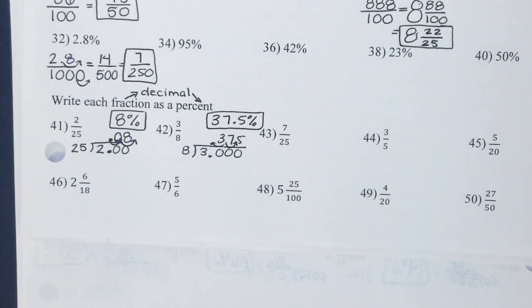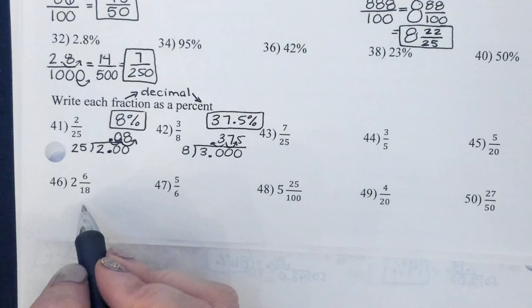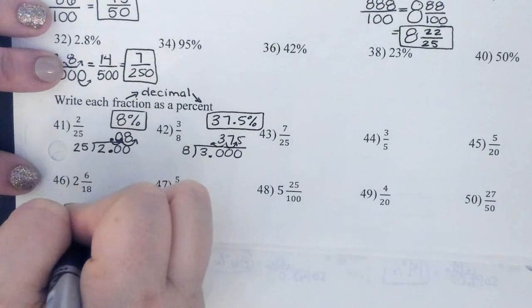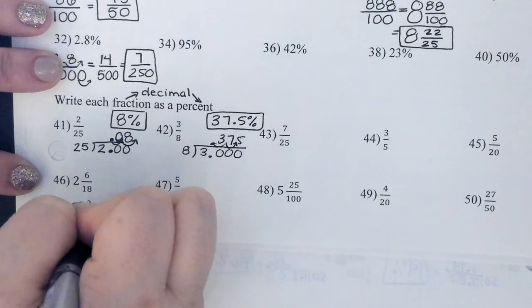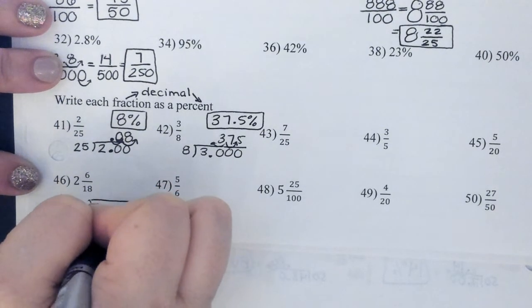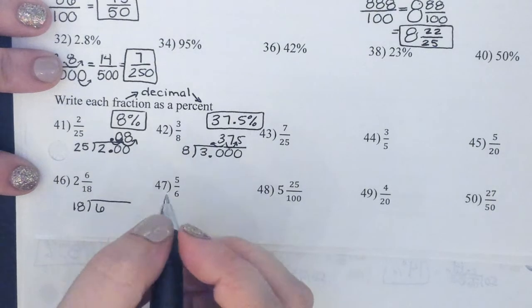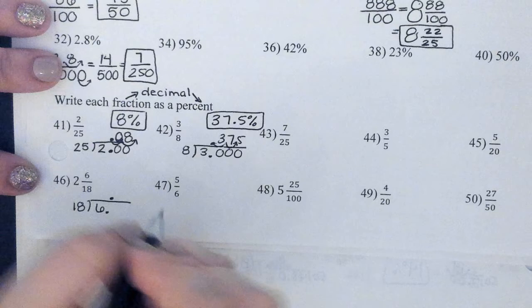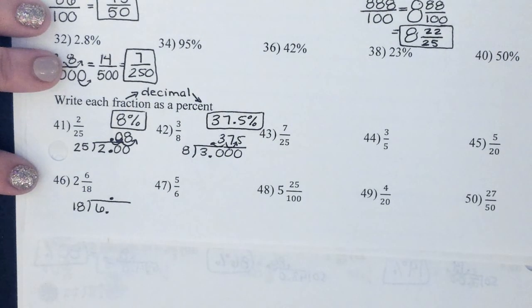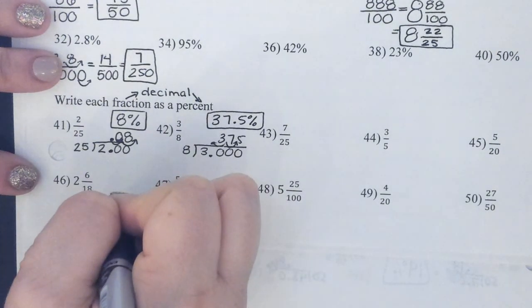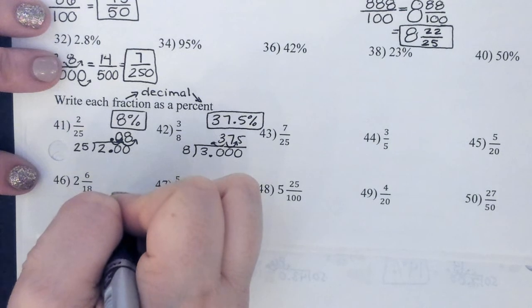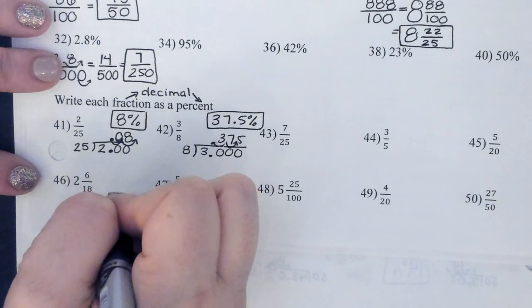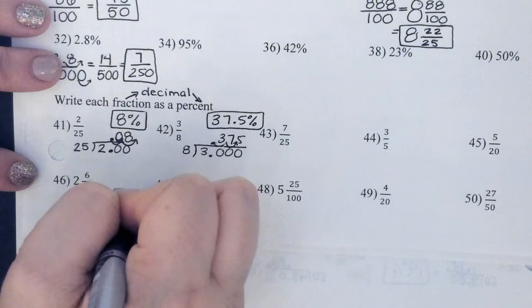All right. Let's look at number 46. For number 46, I have 18 at the door and 6 in the house. Can 18 go into 6? No. So we're going to add a decimal. Okay. What do I get when I do that division? Gabby, what'd you get? Say it again. Okay, is it just 3? Yes, okay. So I have 3, 3, 3.